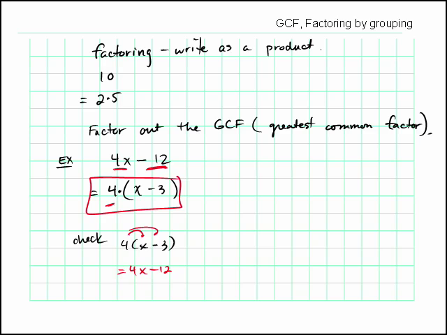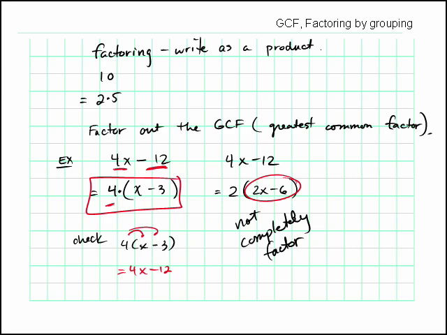Be careful of this error. If I take 4x minus 12 again, some students may factor a 2 out, which is correct. You can factor 2 out of everything, but that would then leave you with a 2x minus a 6. Though this is factored, it is not completely factored, because if you look inside the parentheses here, you could factor another 2 out. So we don't want to make this mistake. We must always factor out the greatest common factor.